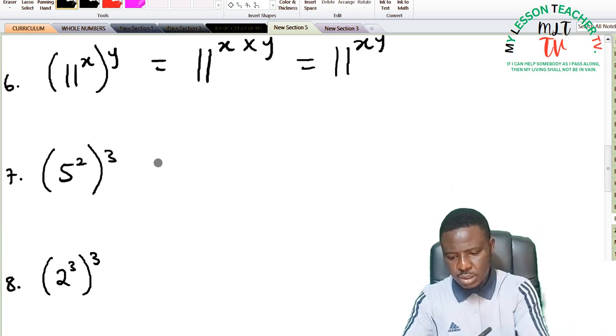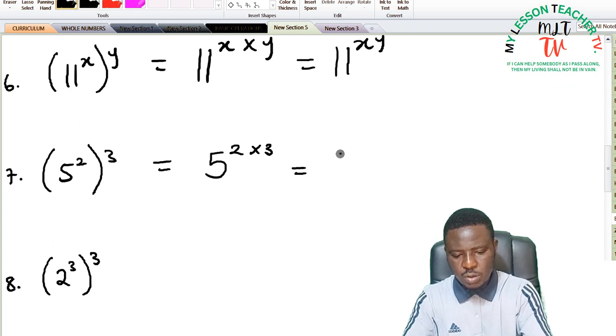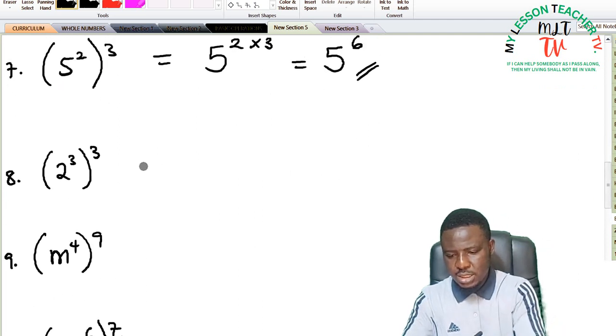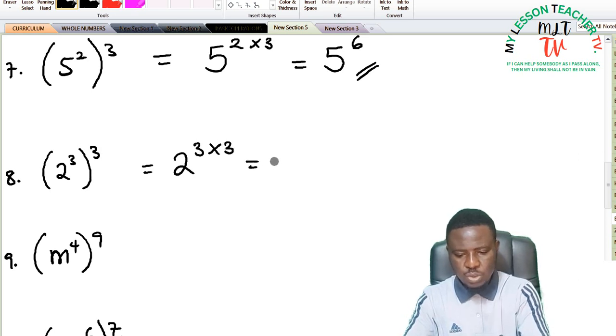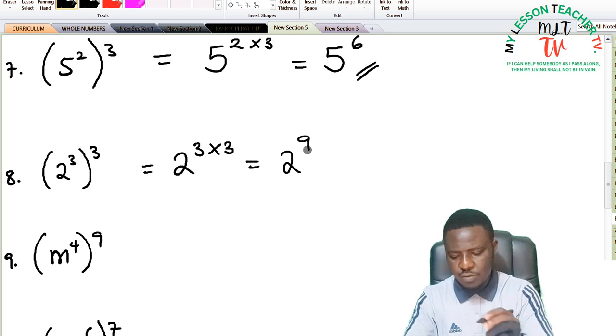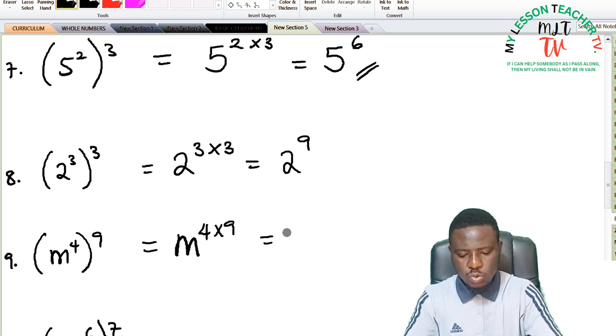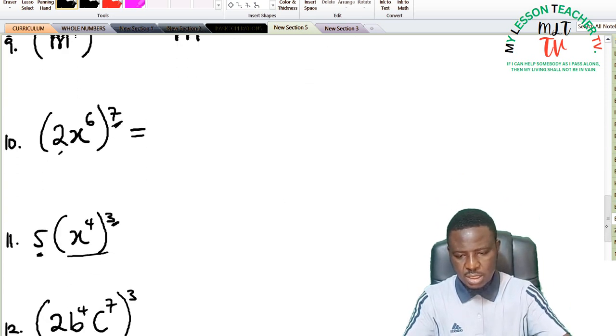And for question number 7, this can be simplified to be 5 squared times 3, which is equal to 5 raised to the power of 2 times 3 is 6. For question 8, this is equal to 2 raised to the power of 3 times 3, which is equal to 2 raised to the power of 9. And for question number 9, we have m to power 4 times 9, which is equal to m to power 4 times 9 is 36.